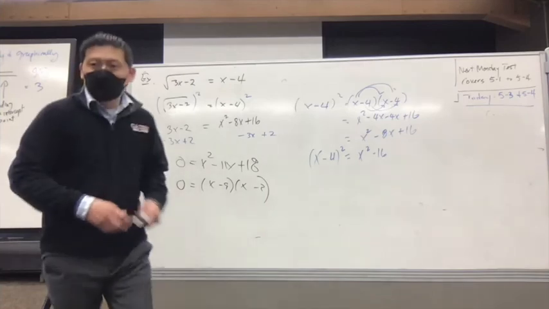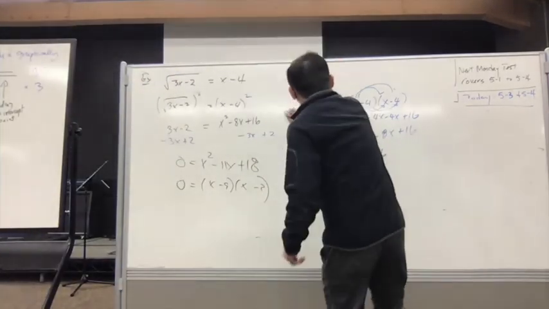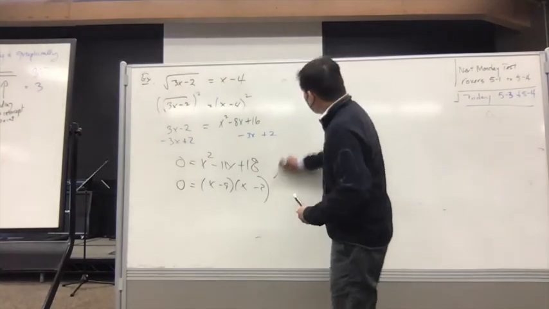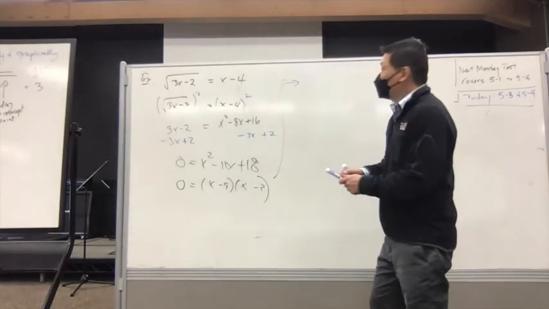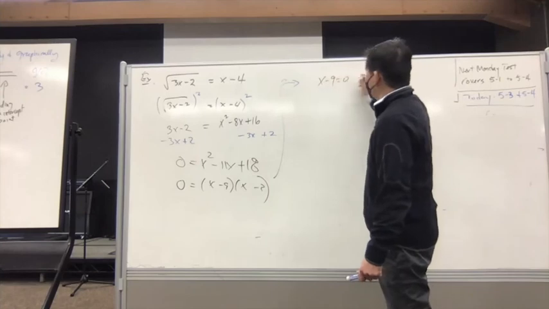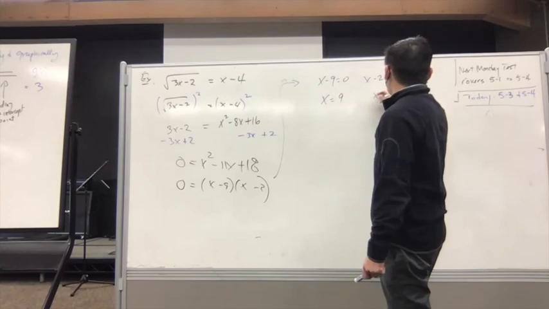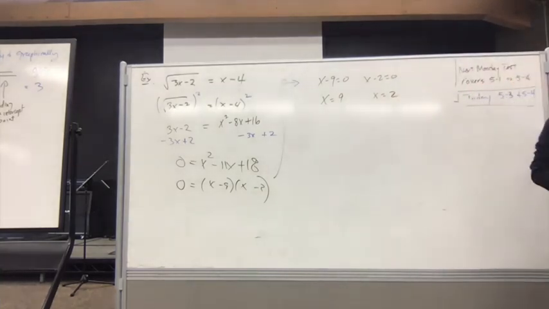I need a little bit more board space, so I'm going to put it right here. That means x minus 9 equal to 0, x minus 2 equal to 0, so x is equal to 9, and x is equal to 2. Wait, I had two answers. But remember, I said earlier, every time you're dealing with a radical equation, you're squaring on both sides, you fundamentally change the function. So you gotta check it.